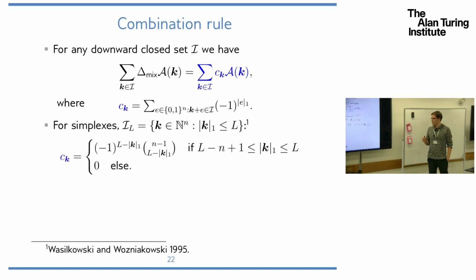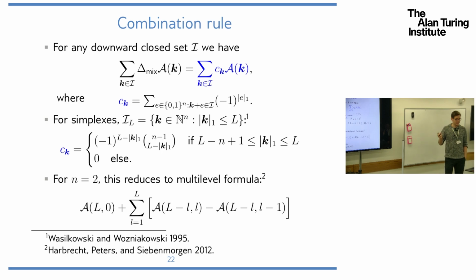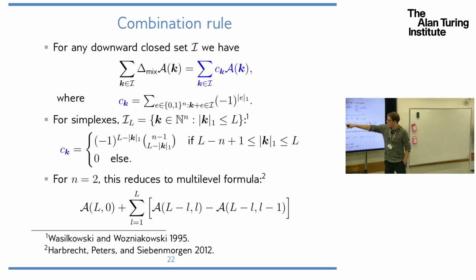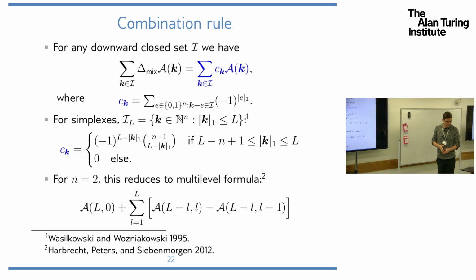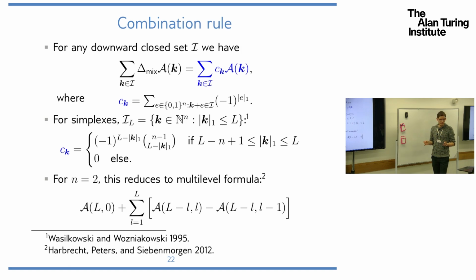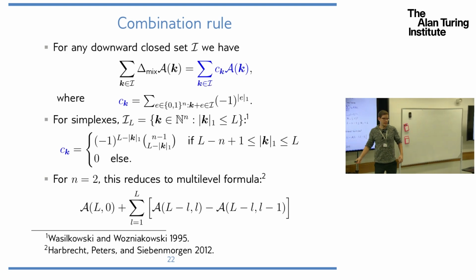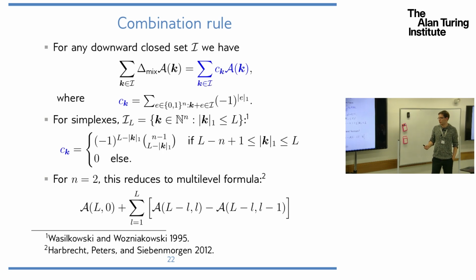For simplices, if your index sets are simplices, there's even an analytic formula for this, which is due to Wasilkowski and Wozniakowski. And now, most importantly for our case, in the setting where you have two discretization parameters, the combination rule just turns into this multi-level formula. Because in this case, all of those entries here are just 1, -1, or 0. And what you end up with is that Smolyak's algorithm in this general setup reduces to the multi-level formula, which says that you start out with an approximation that takes a fine discretization in the first entry, a really coarse discretization in the second, and then it starts adding these correction terms.